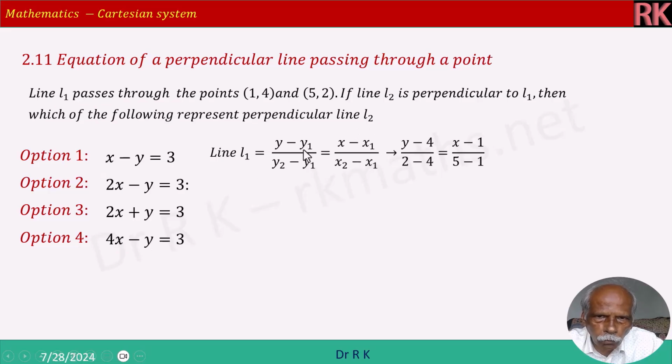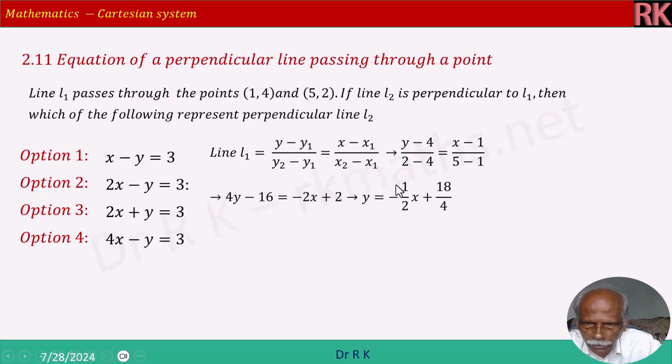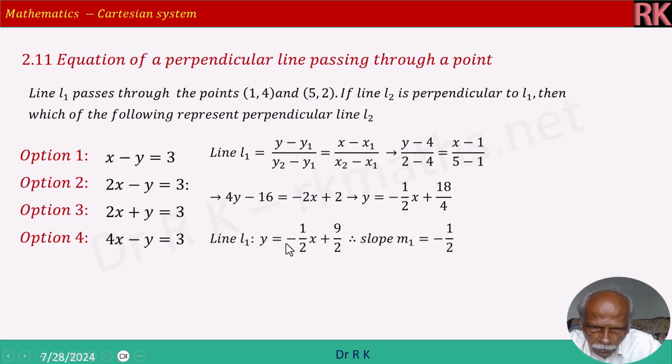Line L1: (y − y1)/(y2 − y1) = (x − x1)/(x2 − x1). Substituting the points x1, y1, x2, y2, we get (y − 4)/(2 − 4) = (x − 1)/(5 − 1). Now we can substitute and reorder, and you will get y = −1/2 x + 18/4. Simplifying 18/4, the L1 equation is y = −1/2 x + 9/2. Therefore, the slope is −1/2.